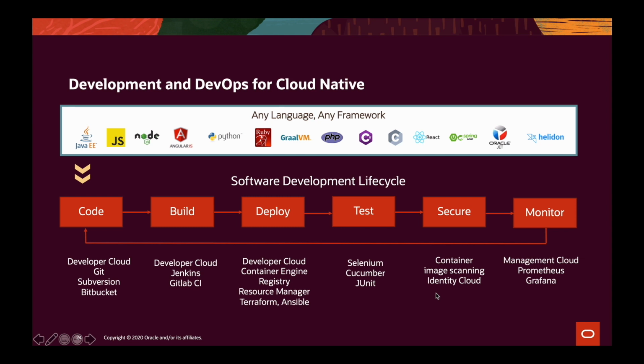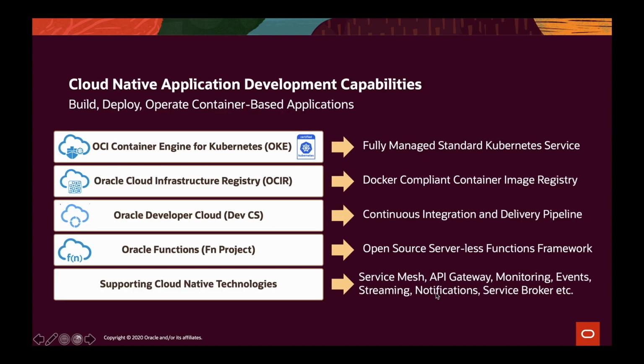The Docker images that you build can be scanned using image scanning tools before they are deployed into production. Once the applications are deployed, you monitor those applications using tools like Prometheus and Grafana. As you can see, this is an entire lifecycle of application development. Oracle Application Development Platform gives you all the underlying development services to seamlessly develop and follow DevOps methodology for building cloud-native applications. Let's map the Oracle Cloud Services to the development lifecycle of cloud-native applications.